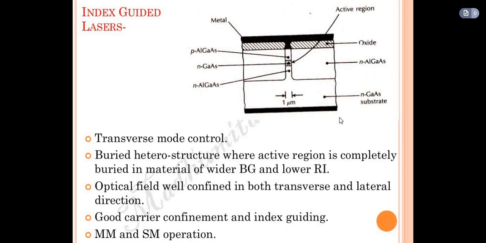Because of all these parameters, we can say that our laser needs to be used as an index guiding laser if it has all these features. If it consists of all these kinds of features, then we can say our laser is going to be more confined and it's going to be used for more lasing action.